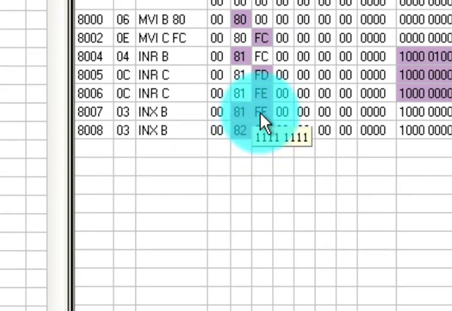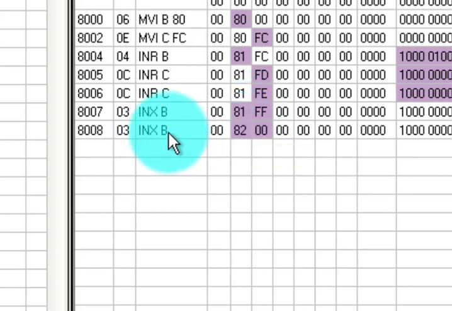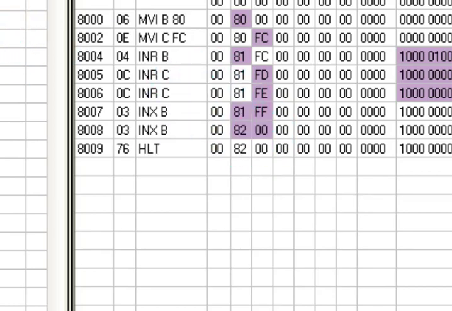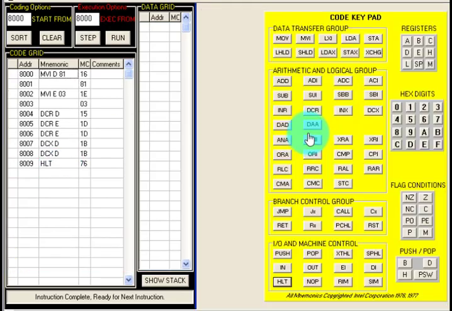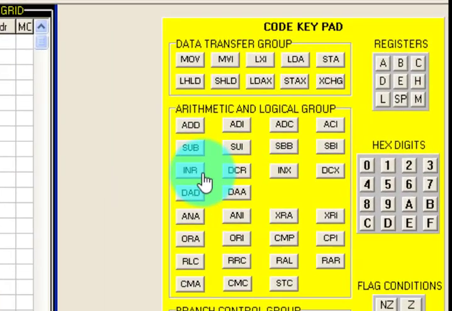So this 81FF, if we add 1 it becomes 8200. This is how the INX instruction considers this entire BC as a single 16-bit register, and it increments the count with respect to that instruction. Okay, and then finally we have the halt. So this is how INR and INX work. Now we study the remaining two instructions of the third row, that is DCR and DCX.